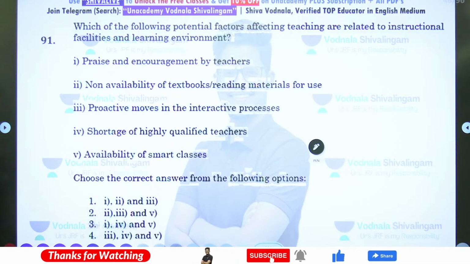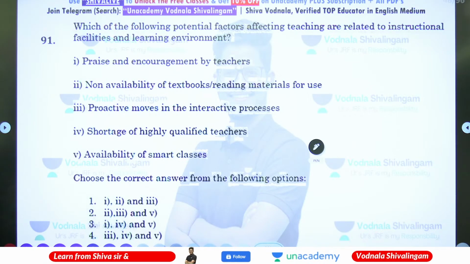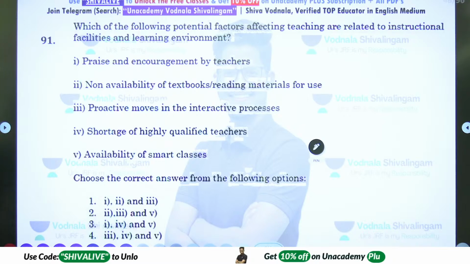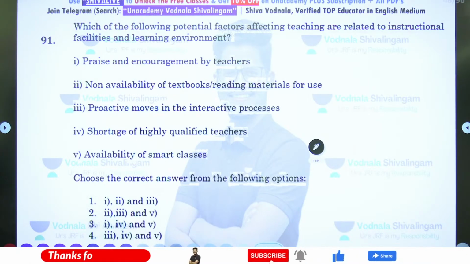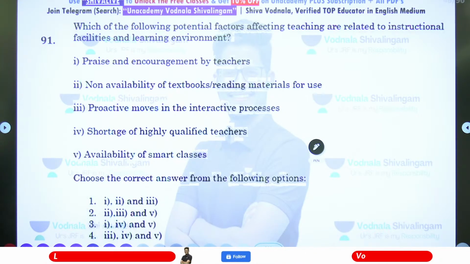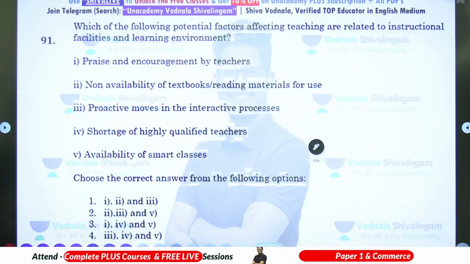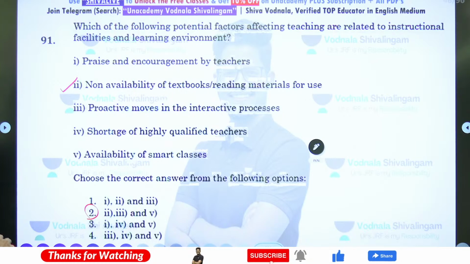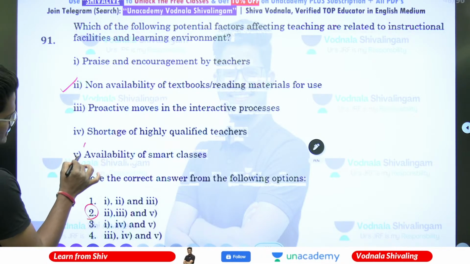Which of the following potential factors affecting teaching are related to instructional facilities and learning environment? Instructional facilities and learning environment. So option B is the given answer, that is 2, 3 and 5. Non-availability of textbooks or reading material for use. And third one, proactive moves in the interactive processes. As well as fifth one, that is availability of smart classes.